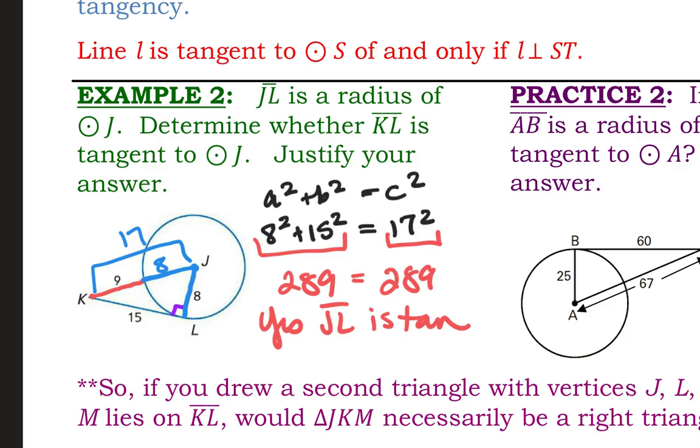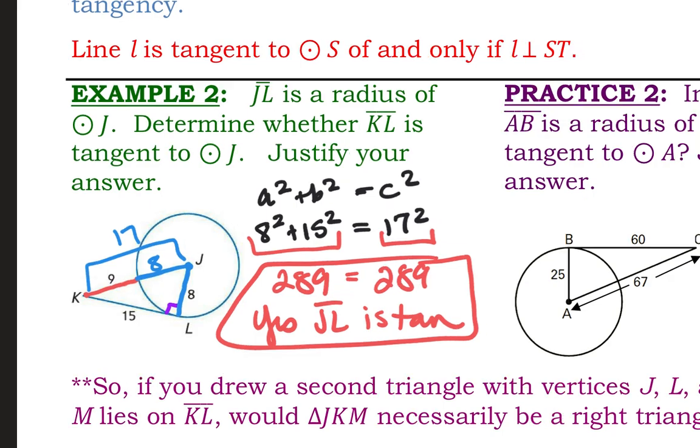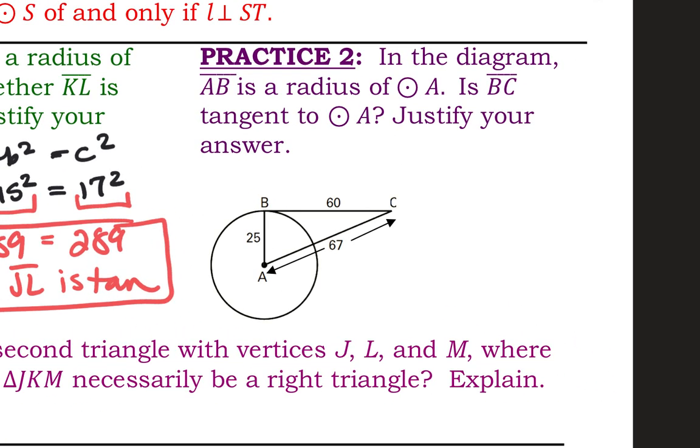All right, your justification on your homework, if it asks you why, you would put that these two numbers came out equal. If it's no, then you show me the numbers that did not come out equal. All right, go ahead and try practice 2. It's the same idea.